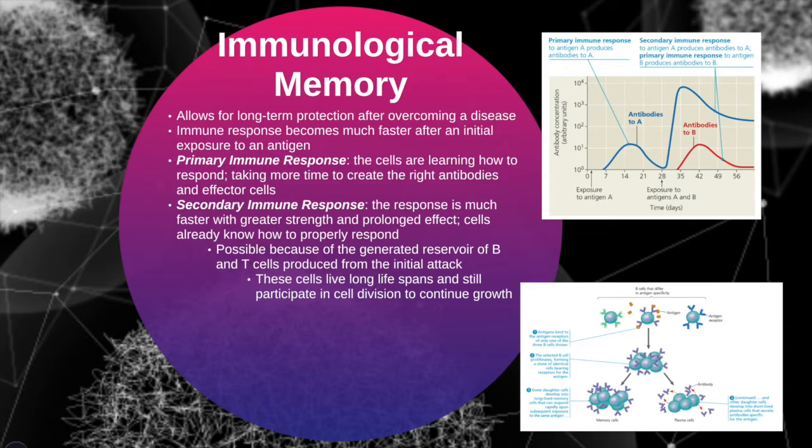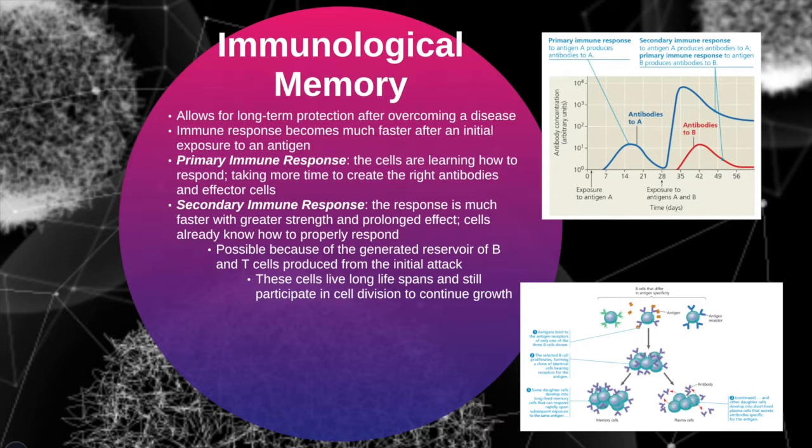And once they finally do this, they gain the right, I guess, quote-unquote, knowledge about how to counteract this infection. And when a secondary immune response comes in, the response is going to be much stronger, much faster, and it's going to have a more prolonged effect, all thanks to the cells knowing how to respond and this reservoir of B and T cells that were produced from the initial primary immune response. These cells have long lifespans, and they'll participate in cell division and continue to grow.